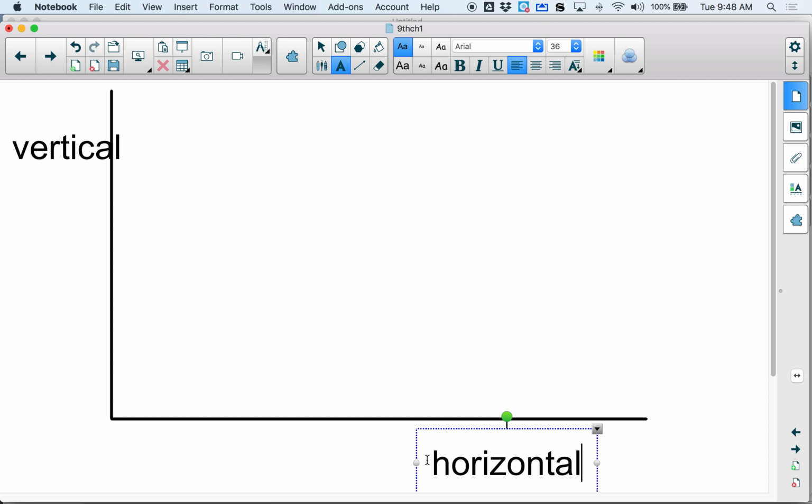Are you supposed to draw this? You can. It's not too hard just to draw an L there and label it vertical and horizontal.